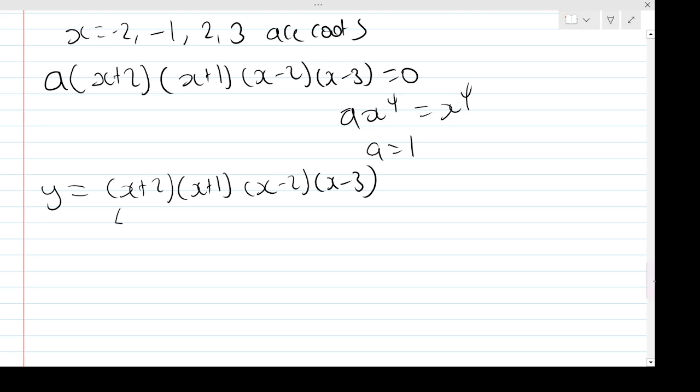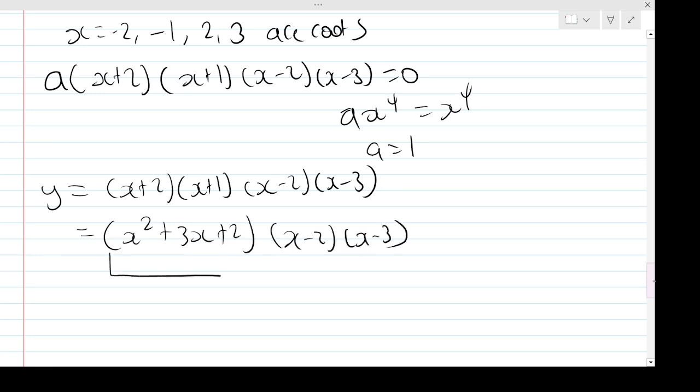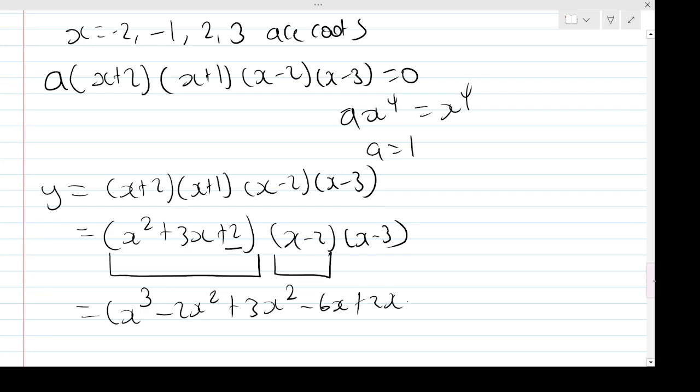Firstly, let's expand these first two brackets, so that would be x squared plus x plus 2x plus 3x plus 2. Then we have x minus 2, x minus 3. Then let's expand this bracket with that one. So x squared times x will be x cubed minus 2x squared, then 3x times x is plus 3x squared. Then 3x times minus 2 will be minus 6x. Then lastly, with the 2, 2 times x is 2x, then 2 times minus 2 is minus 4. With the other bracket, minus 3.